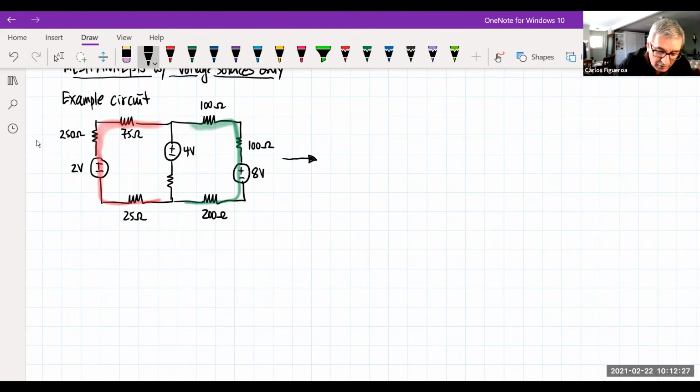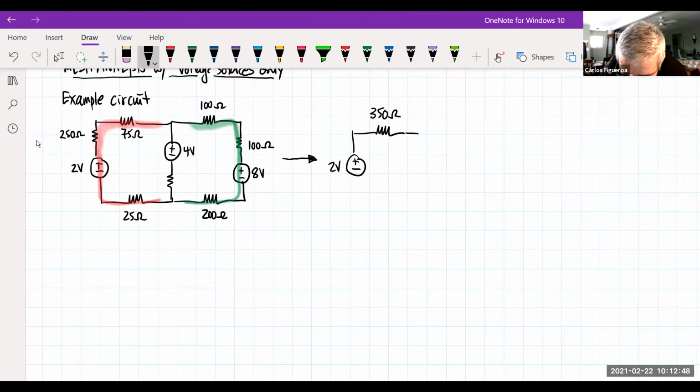So note, all of these resistors are in series. So I could write this as a 2 volt source with only one resistor. And in this case, it's going to be 75 plus 25 is 100. So therefore, this guy is going to be a 350 ohm resistor.